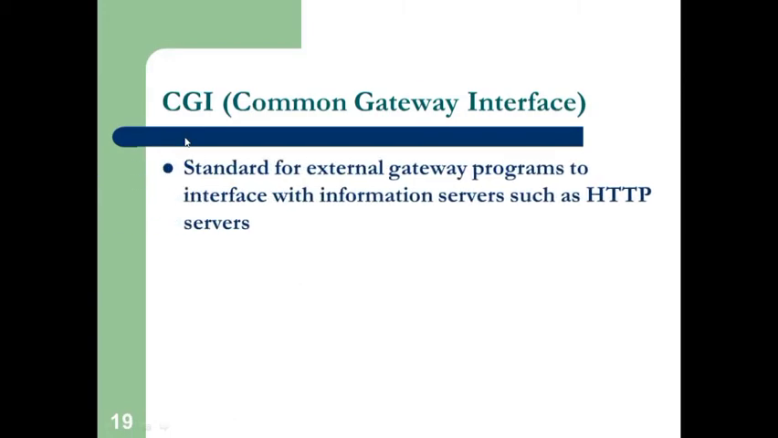Come to the CGI, Common Gateway Interface. Common Gateway Interface is basically a standard for external gateway programs to interface with information servers such as an HTTP server. HTTP is basically a networking protocol, the Hypertext Transfer Protocol. The HTTP server basically provides some standards that a developer should follow to publish their web pages on the server. Common Gateway Interface also provides real-time execution.